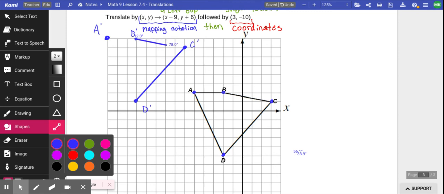You don't have to draw the translation. If you just did the points, that's fine. But I would want to see the points. It's basically just showing your work, right? So you're going to draw all those points.